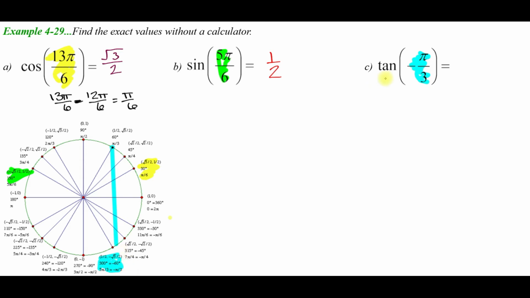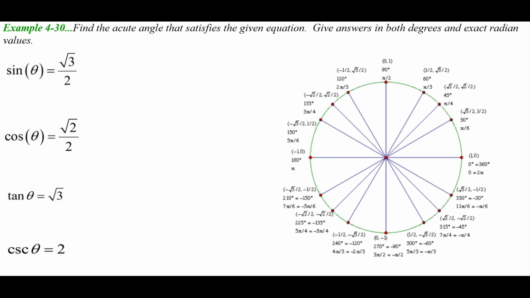Then we're doing tangent, so remember tangent is y over x. This is going to be negative radical 3 over 2 divided by 1/2. Remember, instead of dividing by a fraction, I can multiply by the reciprocal, so we get negative radical 3 over 2 times 2 over 1, the 2's cancel out, and then we get negative radical 3.